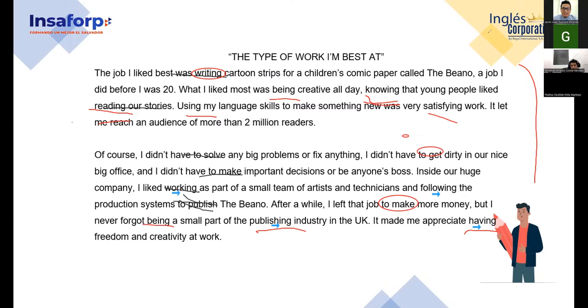Okay, writing, being, using my language skills, knowing, reading, reach, to solve, to get, to make, working, following, to publish, to make, being, and having. Okay, excellent. So as you may see in this short composition, we can find so many examples of gerunds and infinitives. Excellent. What is the activity that we are going to do in this moment?